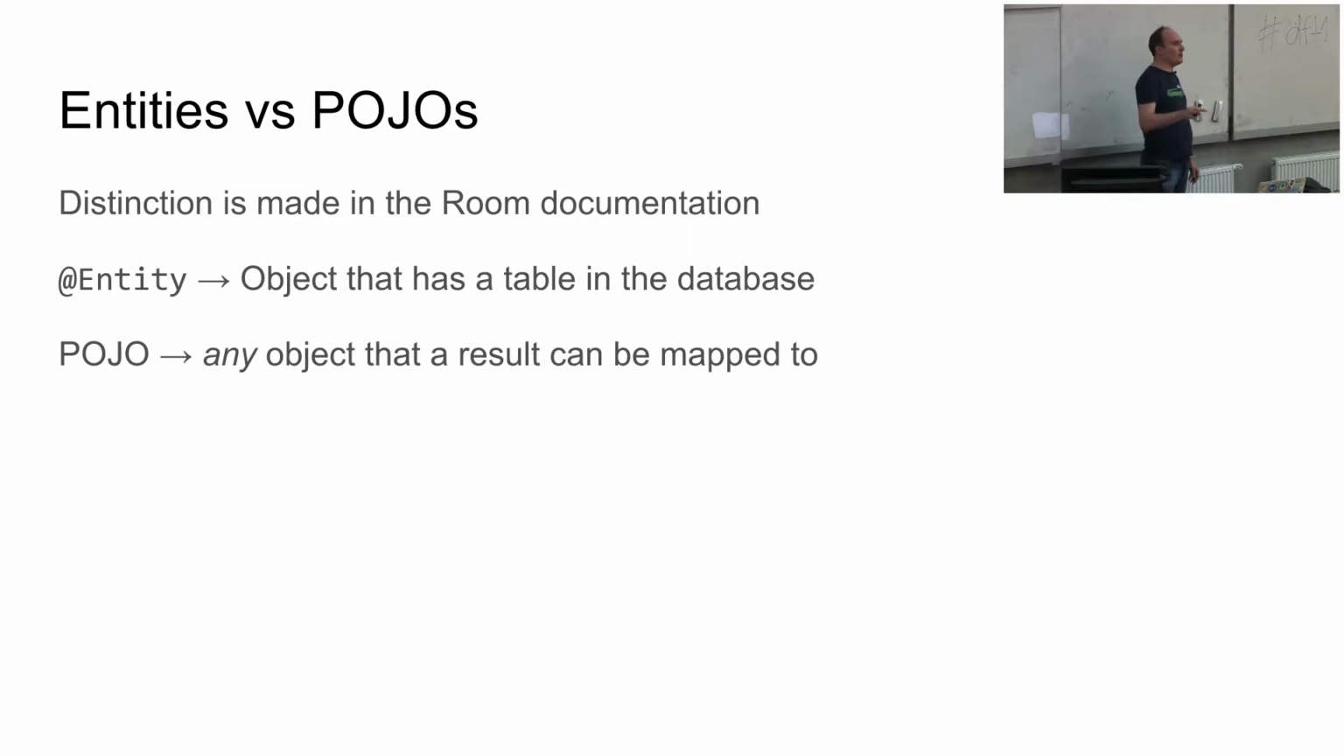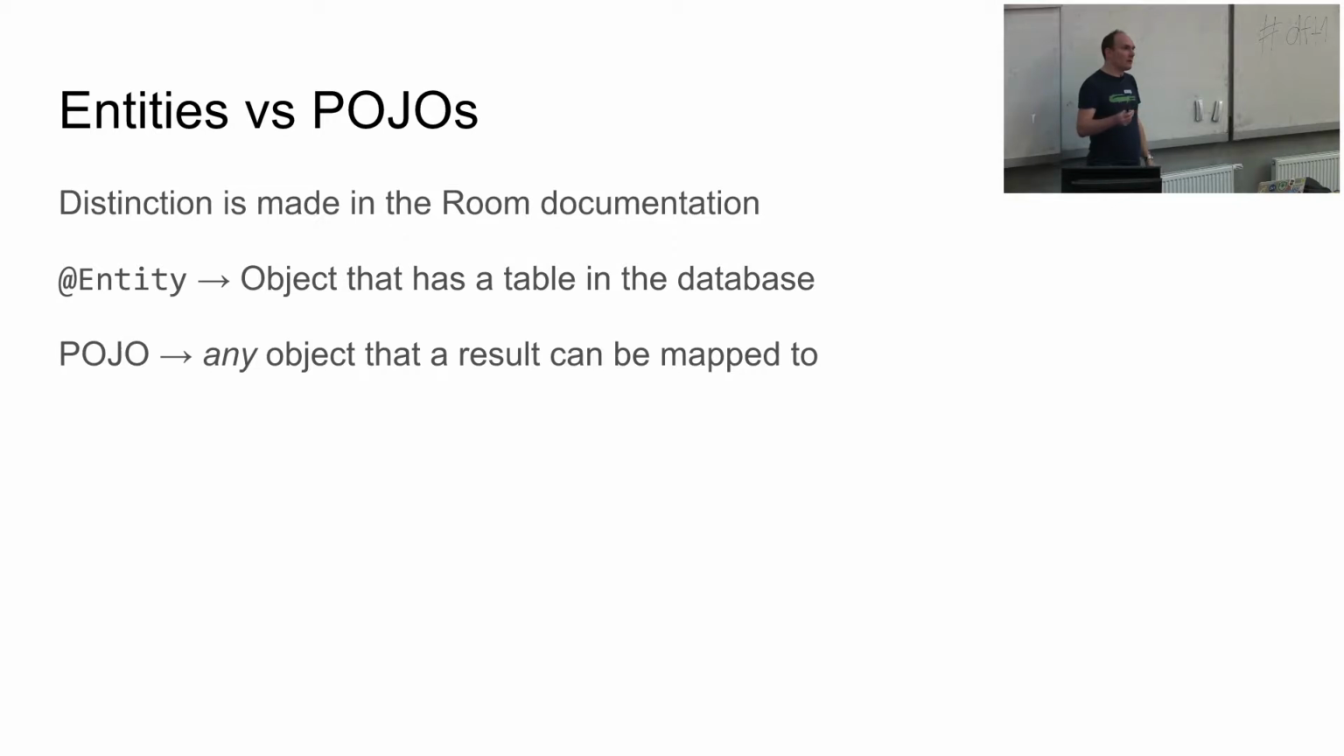One thing to point out is when you're looking at the documentation for Room, for example, you'll notice that sometimes they talk about entities and sometimes they talk about POJOs. And they might look the same, but they really aren't. There's an important distinction here. An entity is something that you store into the database. So it's an object that has a table associated with it.